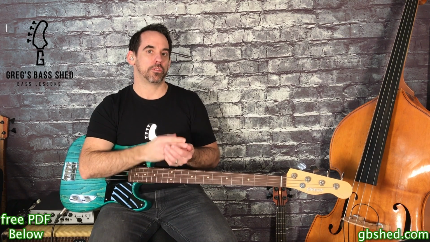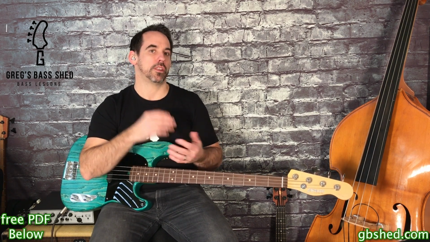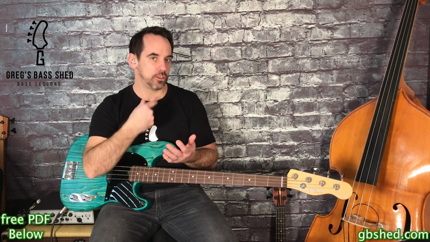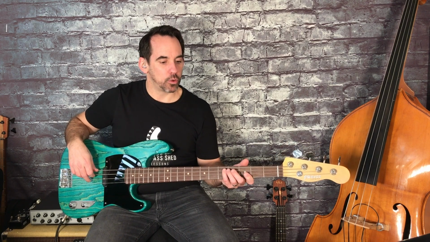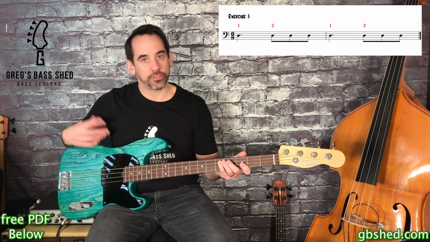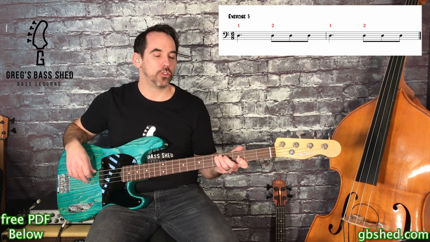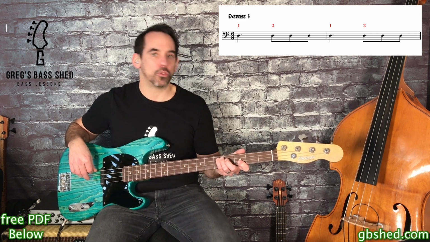So 1, 2, 3, 2, 2, 3, 1, 2, 3, 2, 2, 3. So that's the best way to count it. In bar 1 we've got a dotted quarter note, so 1, 2, 3, and then 3 8th notes, and in the same pattern again. So 1, 2, 3, 1, 2, 3, 1, 2, 3, 1, 2, 3.